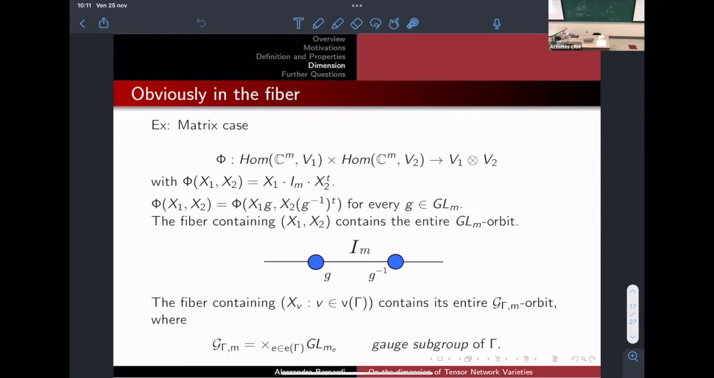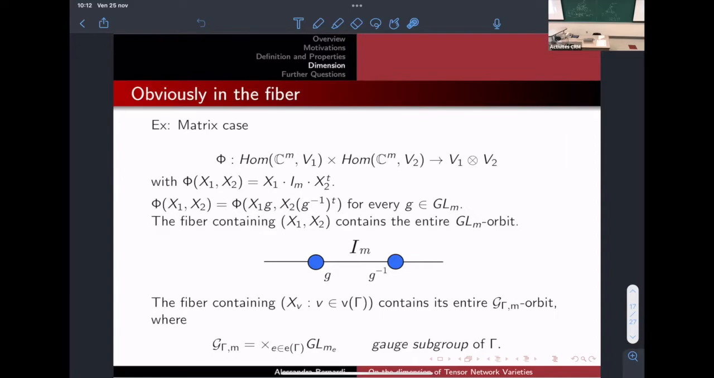So matrix case, this is just the product of two matrices. This is how my map acts. Okay, so two matrices, I have x1 times x2 transpose. Clearly, if instead of taking x1 and x2, I take x1 times an invertible matrix and x2 times the inverse of the same invertible matrix, clearly I will get the same image. Okay. And this is true for matrix multiplication. This is true for all tensor or graph tensor that you can think about.